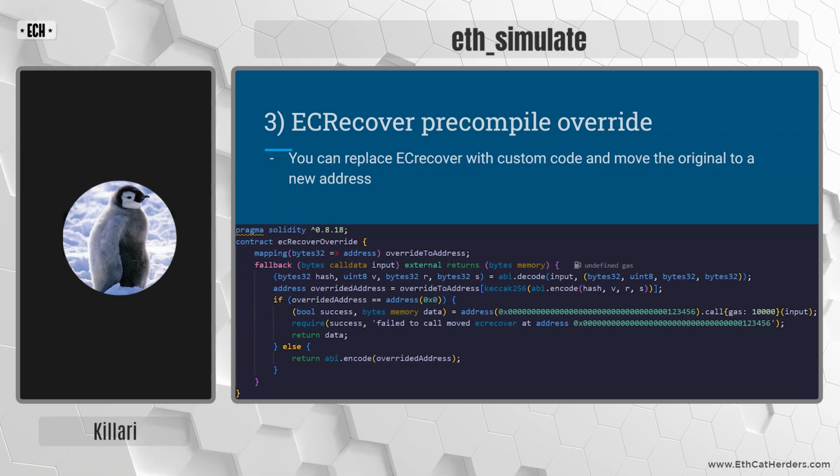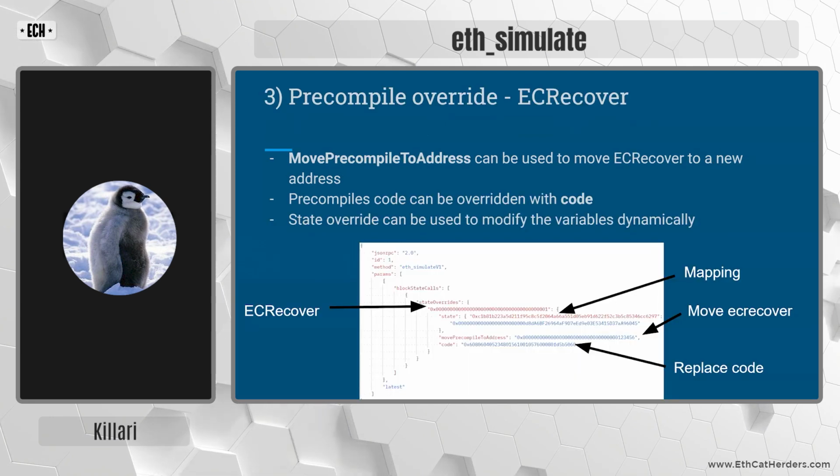In the first mapping row, we can set that if this contract receives an input which exists in the mapping, then we replace that call with the address that we want. If it doesn't exist, then below there's the 12356 address being called. So I can move the ECRecover contract to that address, which is called if the input doesn't exist in the mapping. And here's the ECRecover side of things.